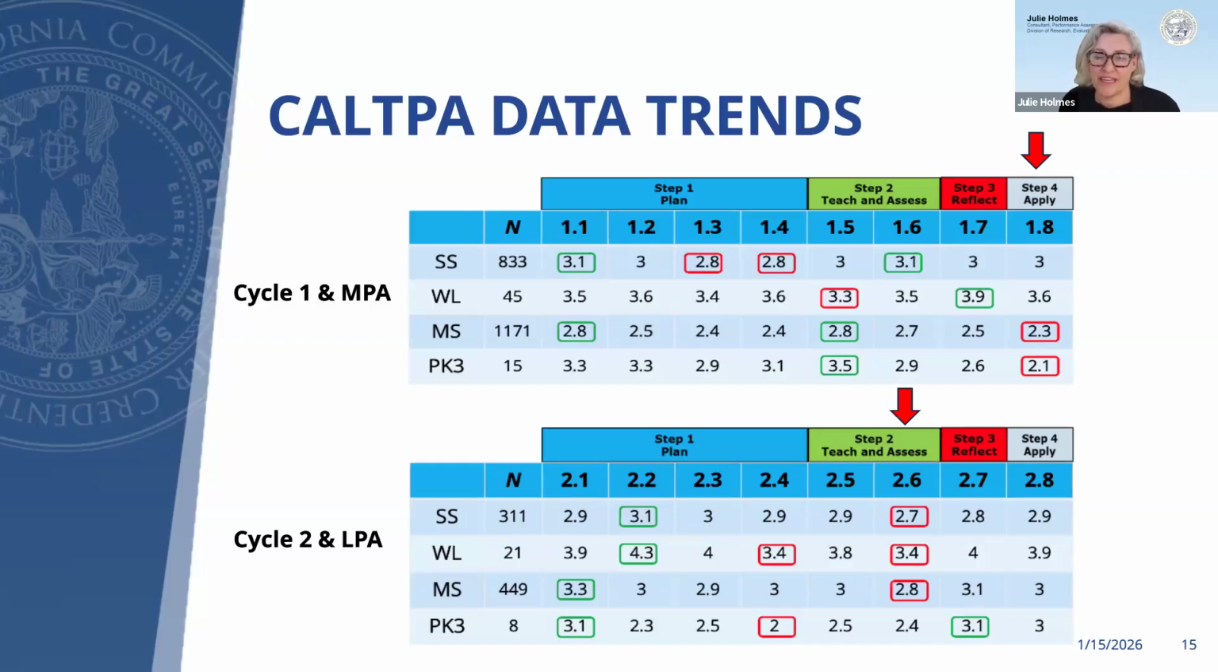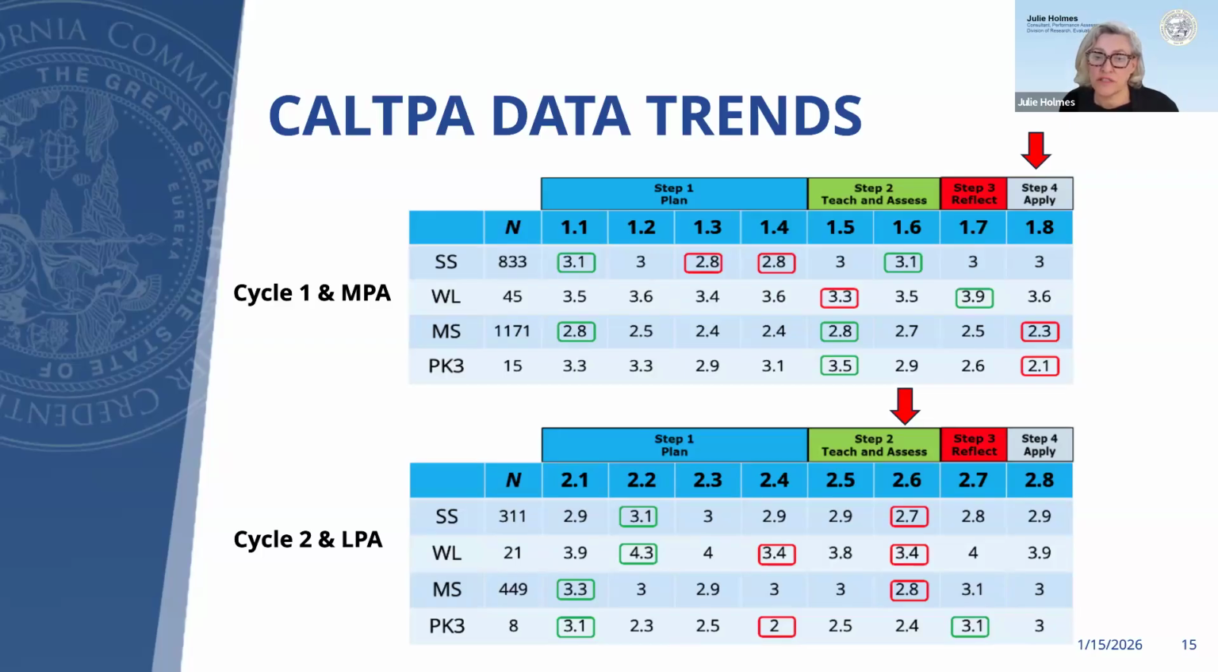So for CalTPA, looking at cycle 1 for single subject world language, and we have the math performance assessment for multiple subjects in PK3. You can see the number of candidates who submitted and received scores. And then you'll see at the top, there are 8 rubrics, 1 through 8, sectioned off by step 1, 2, 3, and 4. So you can really, at a glance, see the bright spots in green. Those are the highest mean scored rubrics. And then in red, the lowest for that credential area.